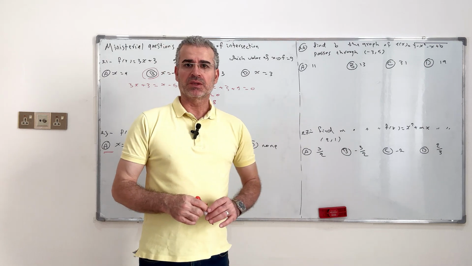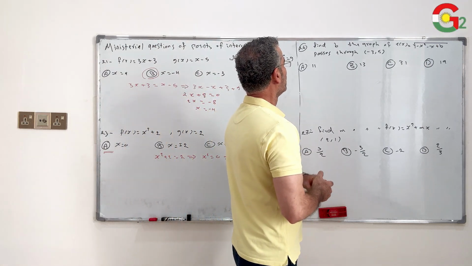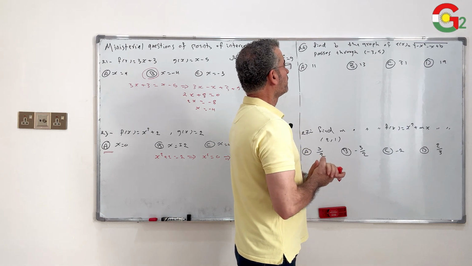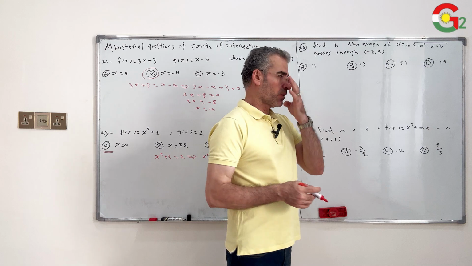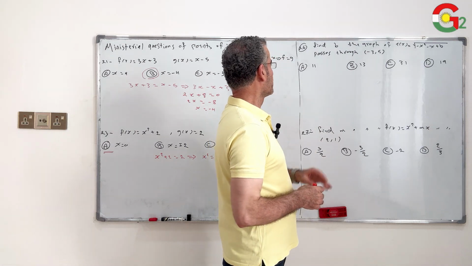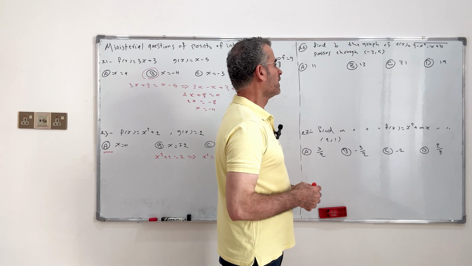Question number 26. Find b, where the graph of the function f of x equals the square root of minus x squared minus b, minus x plus b, passes through the point negative 3, 5.